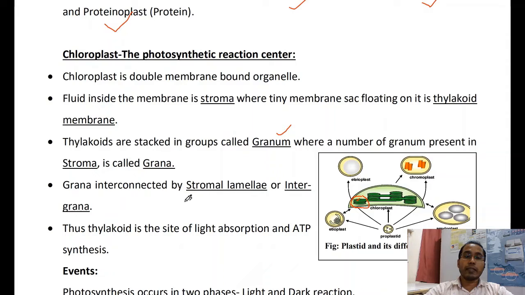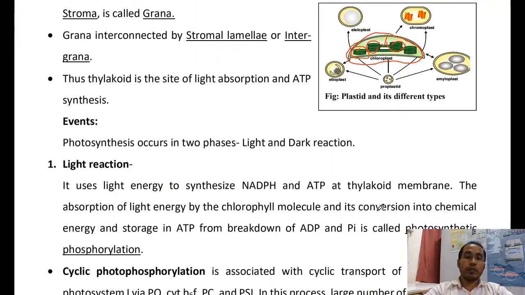Grana are interconnected by stromal lamellae. You can see this is one grana, and another grana, connected by stromal lamellae. Very easy. It is also called intergrana. Next one. Thus, thylakoid is the site of light absorption and ATP synthesis. This is the whole thylakoid membrane that covers the granum and stroma. So the difference between stroma and thylakoid and their functions during photosynthesis will be taken care of.